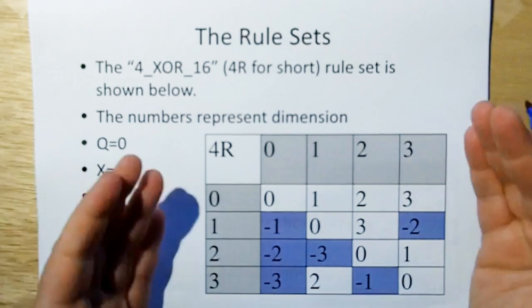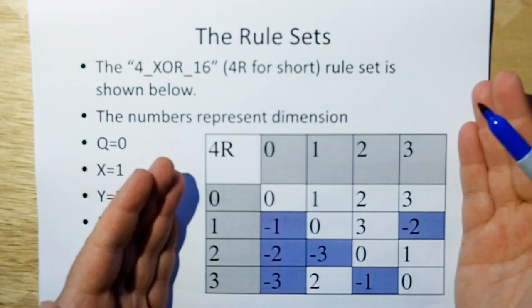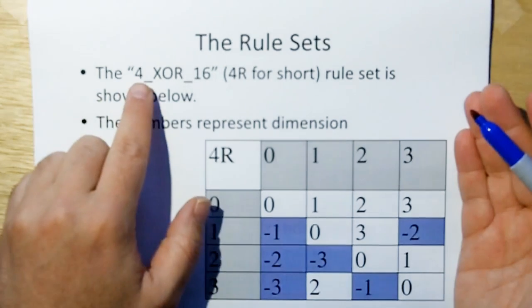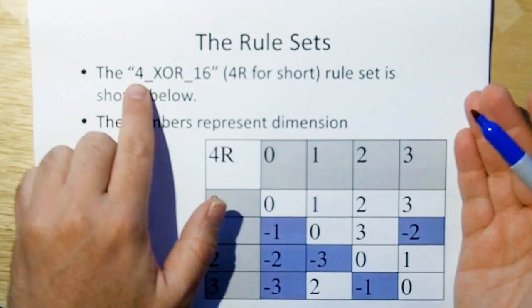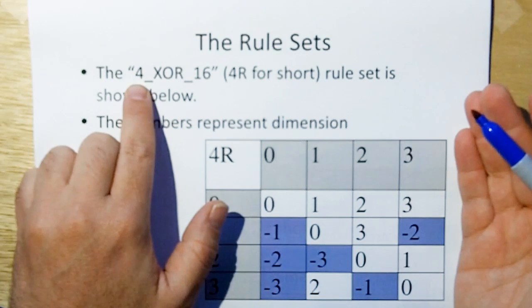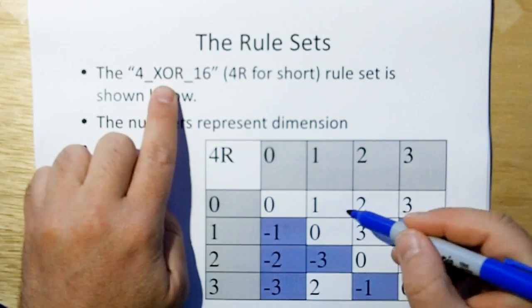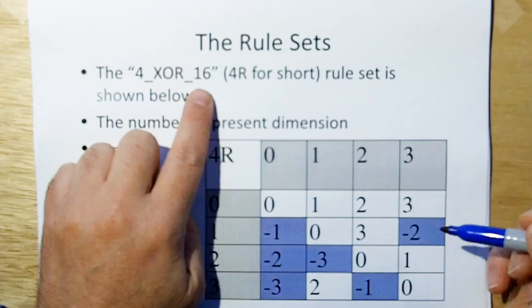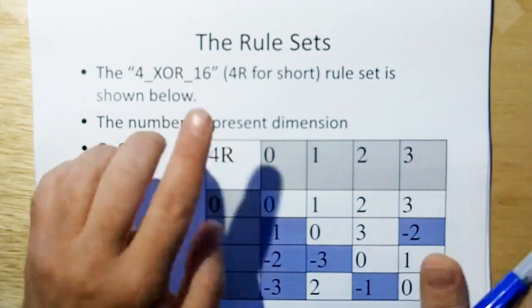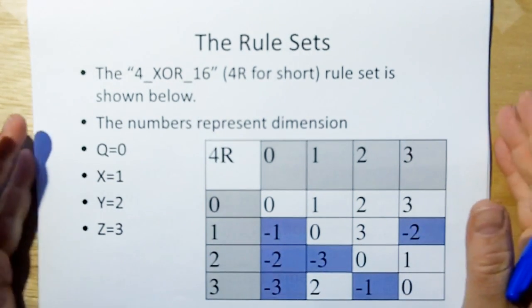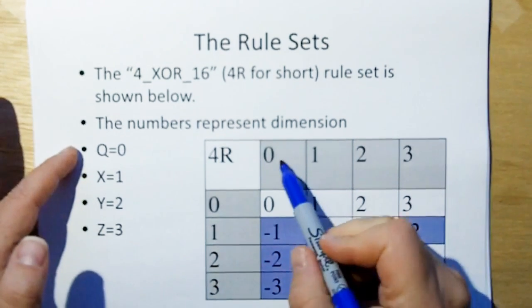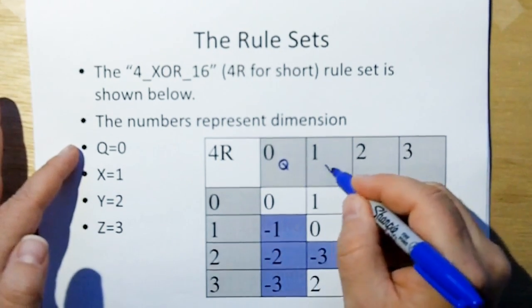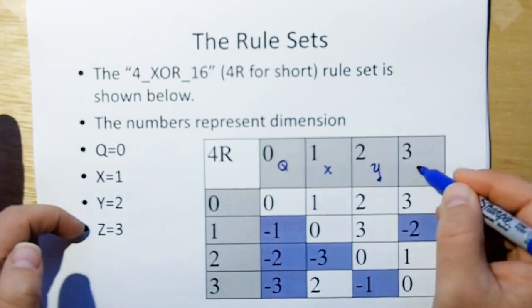Well, this is an example of a rule set. This is the 4R rule set, which is 4 XOR 16, and I'll explain what these numbers mean. 4 means it's 4 dimension, 4 by 4. XOR is how the indexes came out, and 16 is how the signs, the blue squares, came out. I'll explain that in a second. What we've done is we've replaced the dimensions with numbers. So 0 is Q, 1 is X, 2 is Y, and Z is 3.